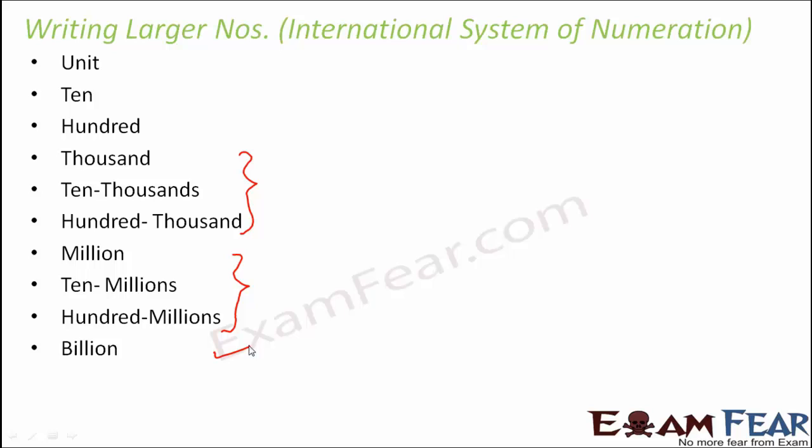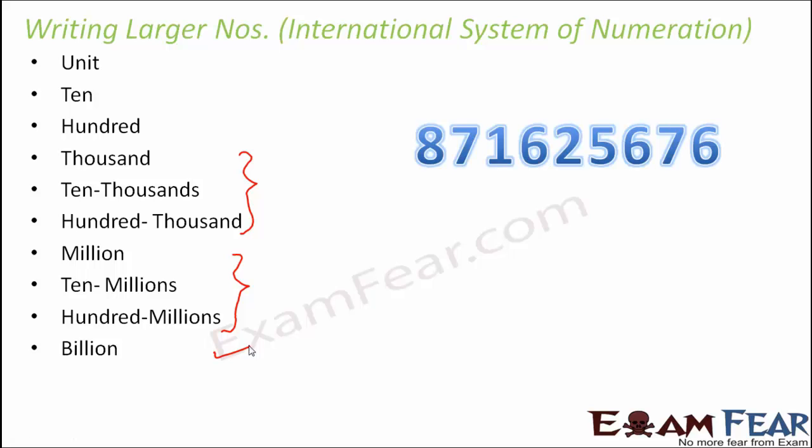Now since these terminologies are different, therefore the names of the numbers also change. So let us look at an example. Let's say that we consider this number. Now we will see what would be the name of this number as per the Indian system and what would be the name of the number as per the international system, so that we can have an apple to apple comparison. So let us first look at the Indian system.